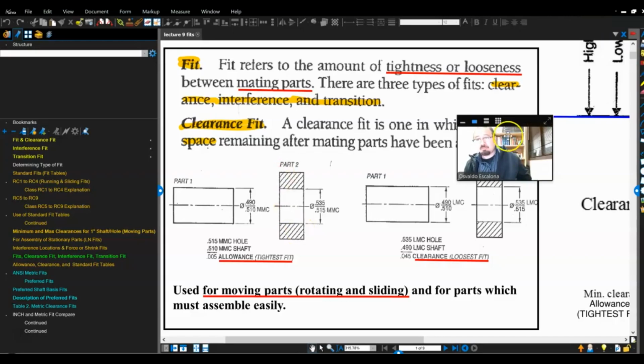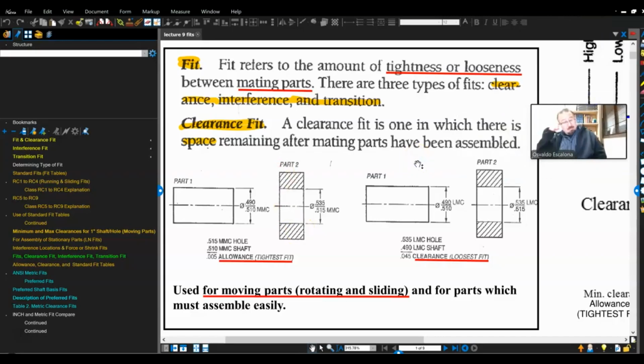Let's start the lecture. So, fits. A fit refers to the amount of tightness or looseness between the mating parts. There are three types of fits: clearance, interference, and transition fits. Let's take care of the first one. Clearance fits. A clearance fit is one in which there is a space remaining after mating parts have been assembled.